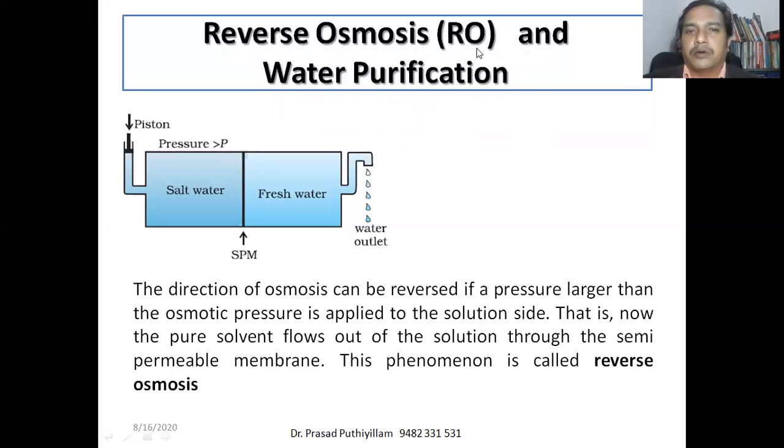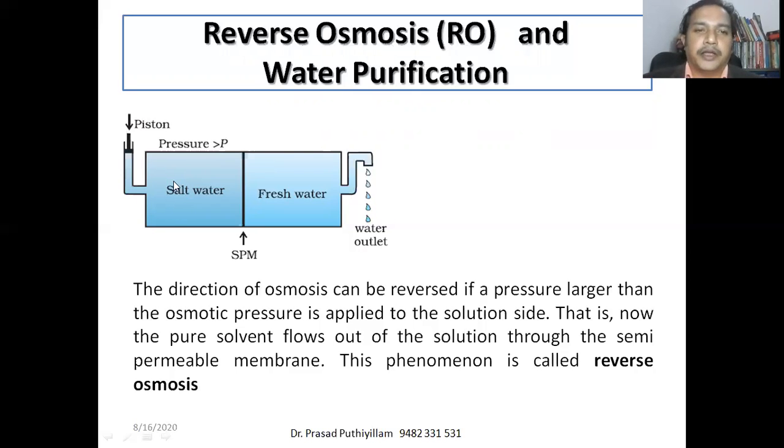A process known as reverse osmosis, that is reverse to osmosis, we commonly use the word RO or RO water. Okay, so reverse osmosis is used for water purification, and the water of such type, we call it RO water. That is purification of saline water, that is salt water.